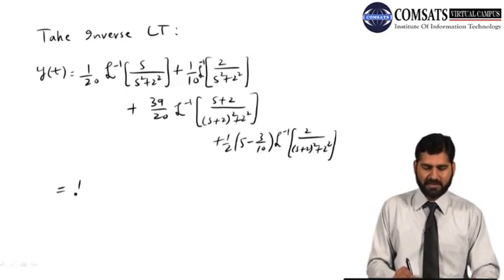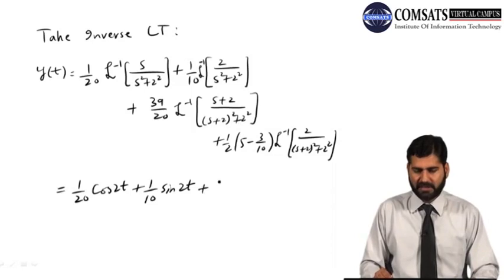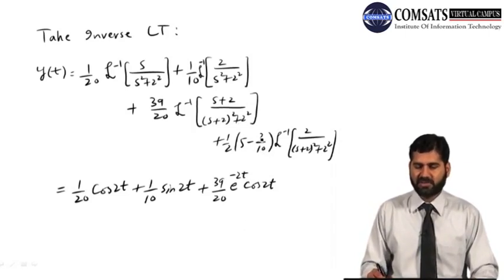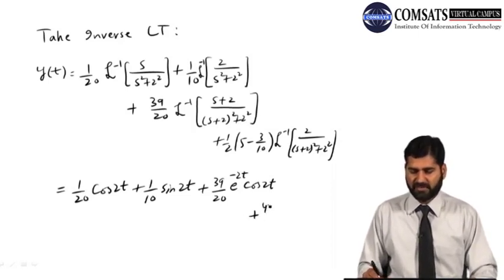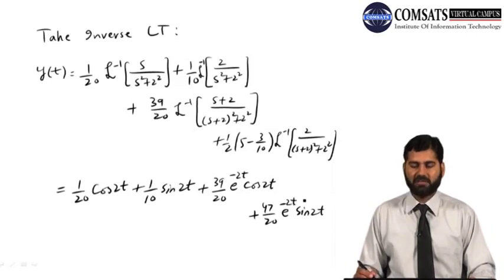So now you have Laplace inverse of everything. 1 over 20, this is cosine 2t, plus 1 over 10, this is sine 2t, and plus 39 by 20. This is a Laplace inverse of cosine 2t, but because our origin has been shifted from S to S plus 2, you have to multiply by e to the negative 2t. All right, and similarly this is 50 minus 3 is 47 by 20. So this is plus 47 by 20, and again this is the transform of sine 2t, but origin has been shifted from S to S plus 2, so e to the minus 2t will get multiplied.